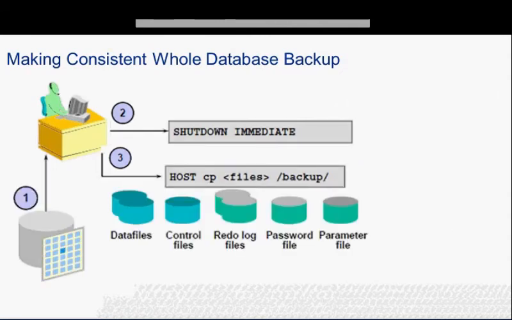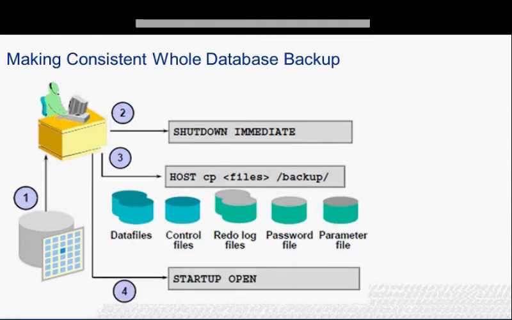Perform a consistent whole database backup while the Oracle server instance is shut down. First, compile an up-to-date listing of all relevant files to back up. Second, shut down the Oracle instance. Third, back up all data files and control files by using an operating system backup utility. We can also include the redo log files, although it is not required. Fourth, restart the Oracle instance.